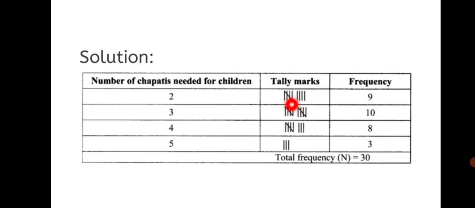Then you write the total. 5 plus 4, 9. 5 plus 5, 10. 5 plus 3, 8, and just 3. Now it's time to total the frequency. 9 plus 10, 19. 19 plus 8, 27. 27 plus 3, 30. So this way we complete our total frequency, N is equal to 30.